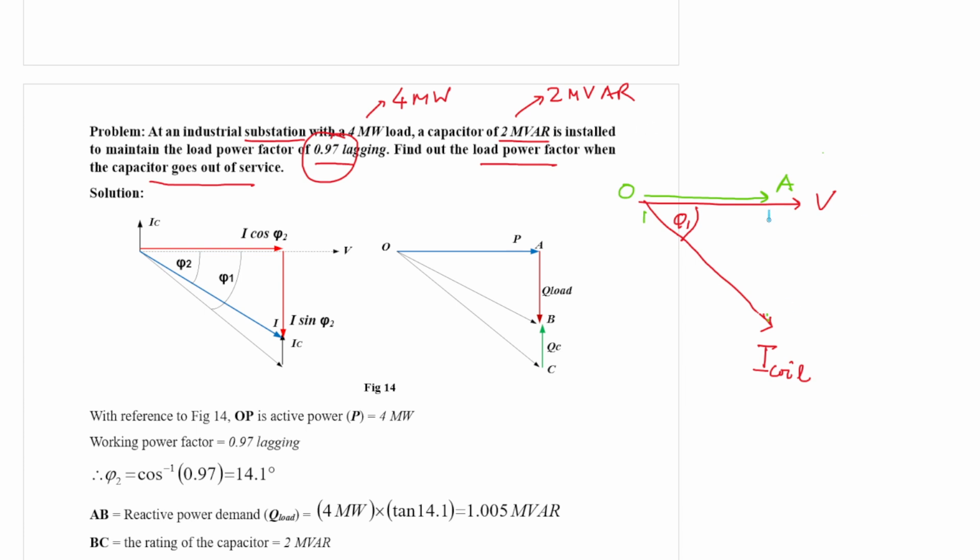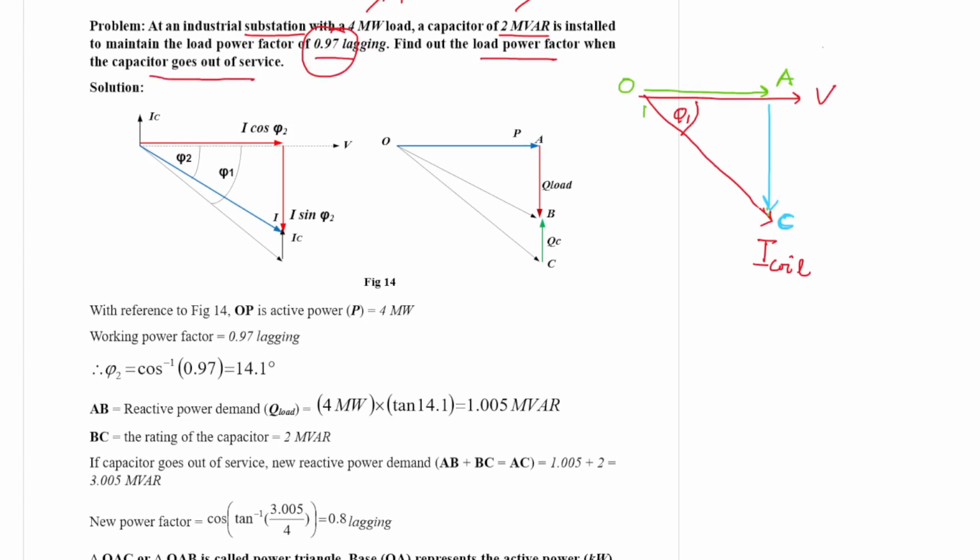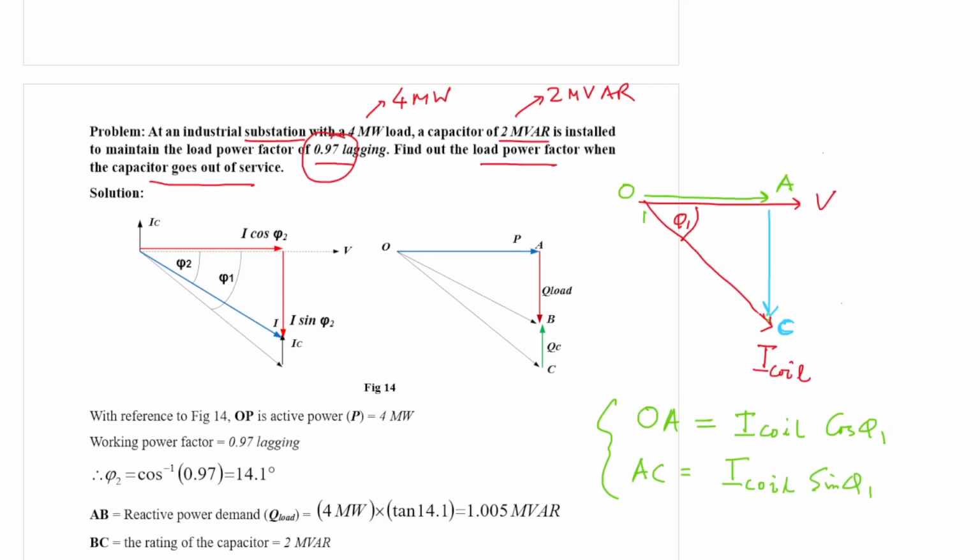So another component is this component. Let us say this is AC. So OA, from this diagram we can easily write OA is nothing but I coil into cos phi 1, and AC component is nothing but I coil sin phi 1. It is quite obvious from this diagram. This is the OA component, shown in green, so this must be I coil into cos phi 1, and this vertical component is AC, in blue, that means this component is sin phi 1, right?